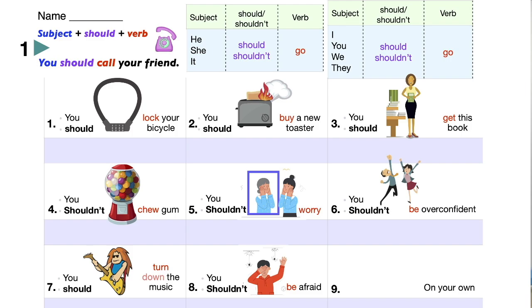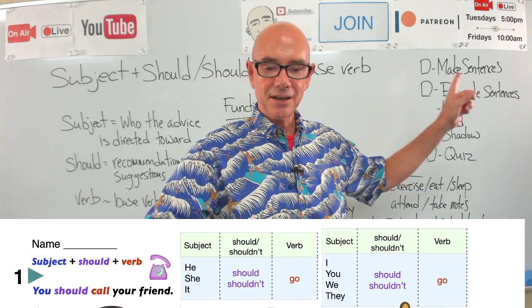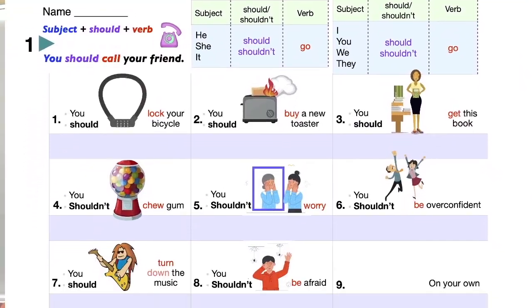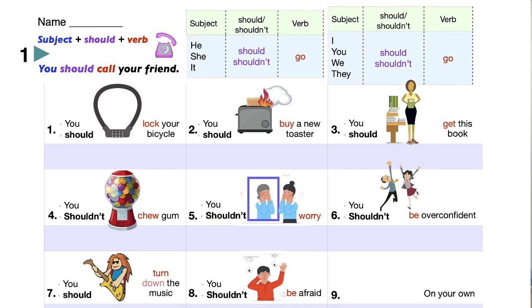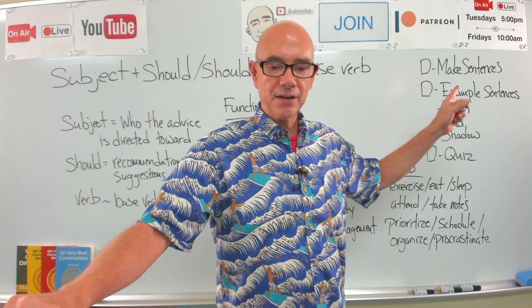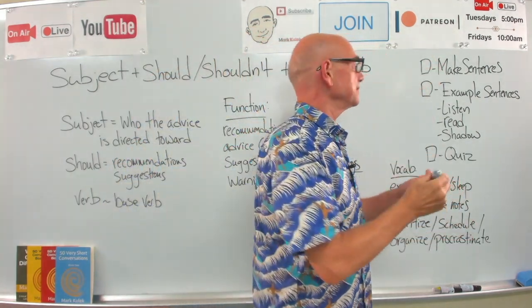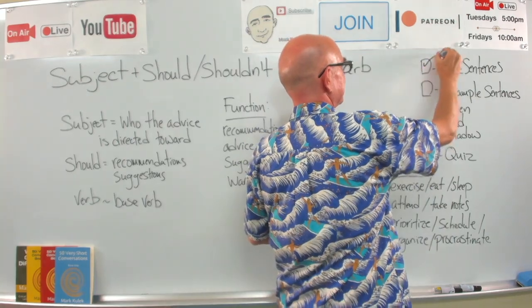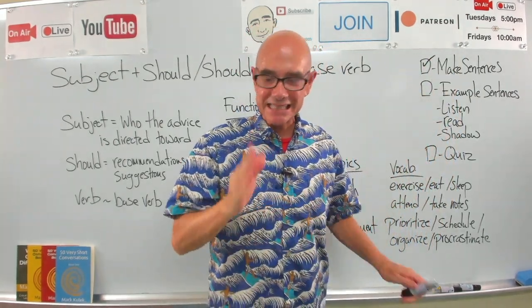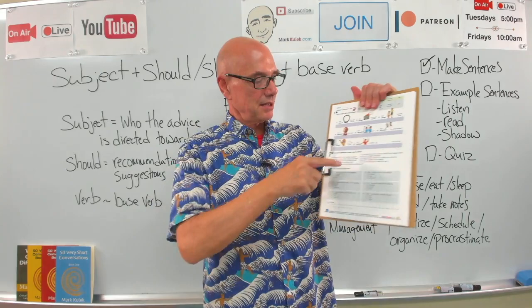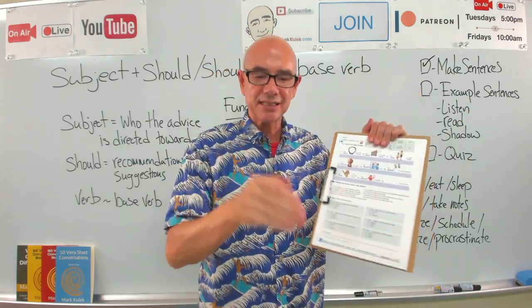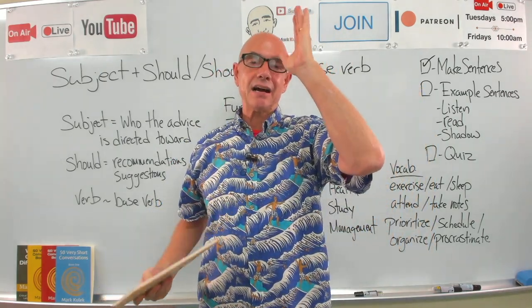Now, number 9, you do your own sentence, right? Okay, good. All right, so hold on, I'll just take it off here real quick. Here we go. Okay, so we made sentences, right? So let's check it off. Well done. Okay, now in the second part of the worksheet, we have example sentences. So of course, I want you to listen.